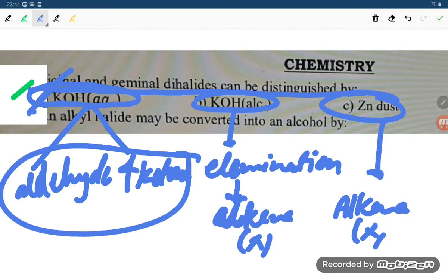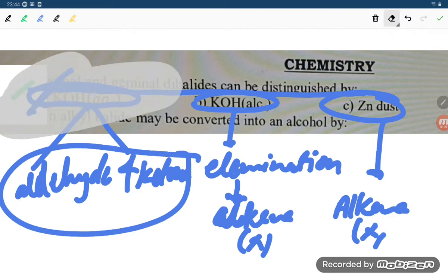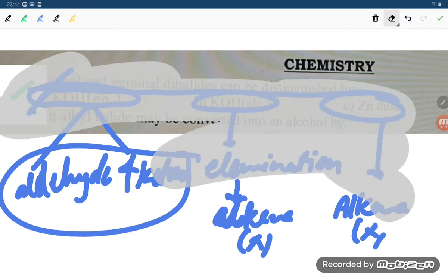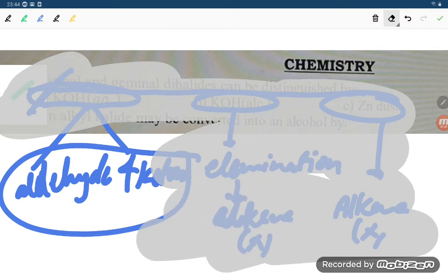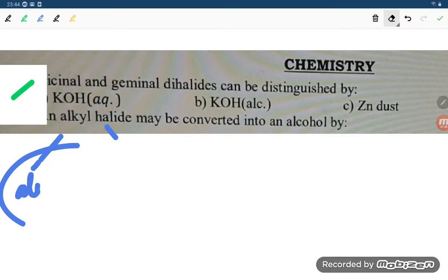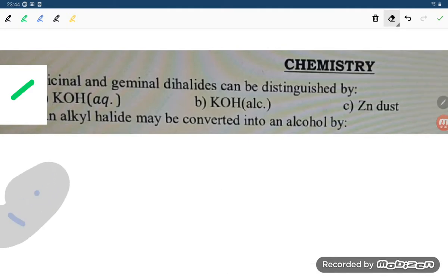So the correct option is option number 1, student. That is, you can distinguish the aldehyde and ketones, that is vicinal and geminal halide, with the help of reaction with aqueous KOH.